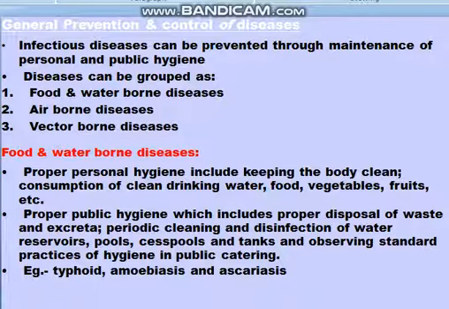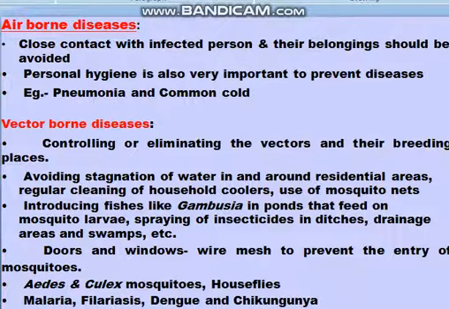So next come the airborne diseases, and to prevent ourselves from airborne diseases, we should avoid close contact with an infected person, or their belongings should be avoided. And personal hygiene is also important in this case to prevent the diseases. Diseases which come under the category of airborne disease are pneumonia and common cold. So in case of airborne diseases, we should avoid close contact with the infected persons and their belongings to keep away from this infection. And personal hygiene is always important to prevent the diseases.